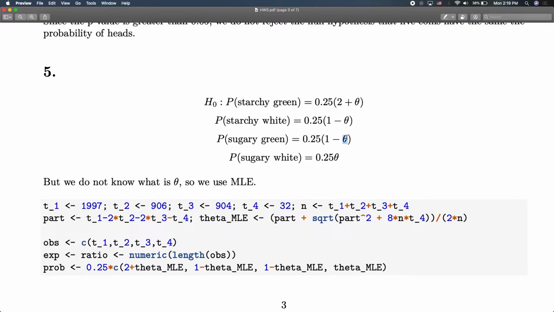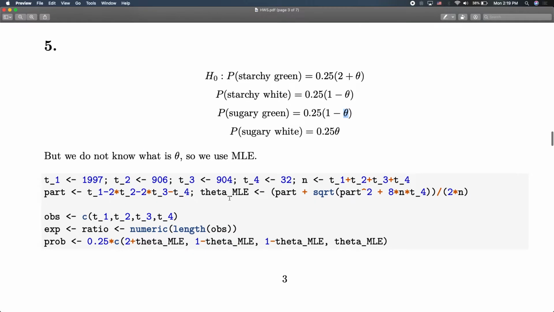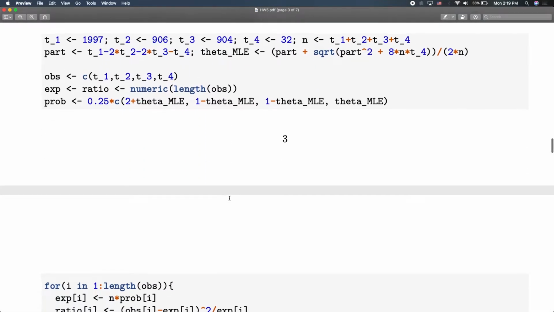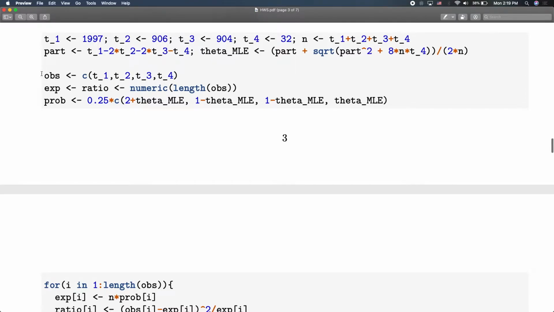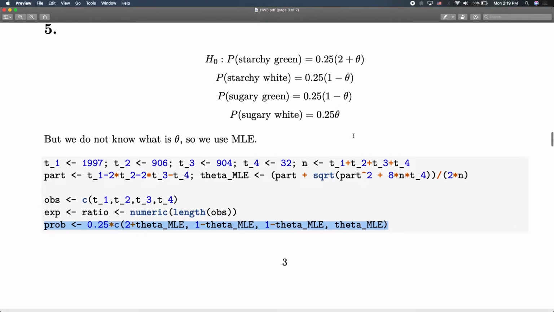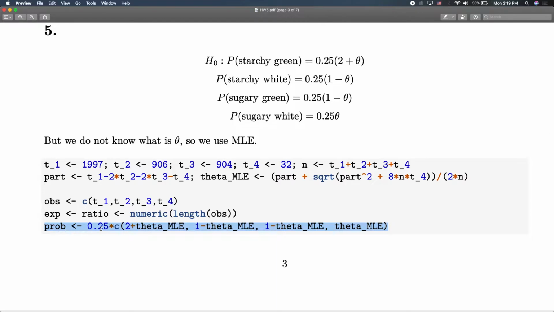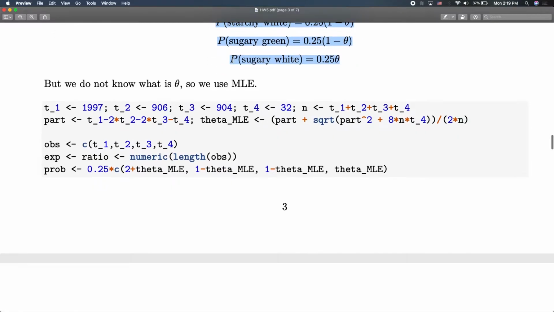So we estimate this theta MLE. And then we just follow the same procedure. Observed data, placeholder for the expected value. And this is the corresponding probability. This is just another way to rewrite 0.25 multiplied by 2 plus theta, where the theta is replaced by the MLE, 1 minus theta, 1 minus theta, and then the theta. Yeah, so another way to rewrite that.